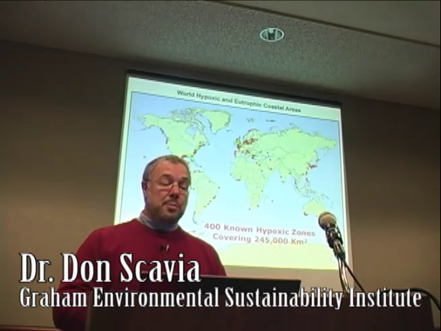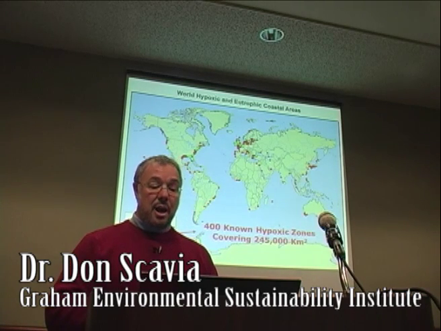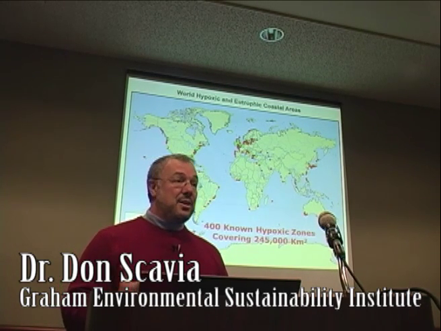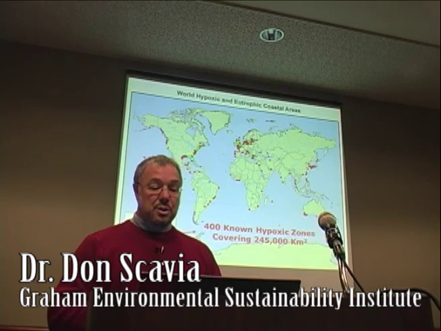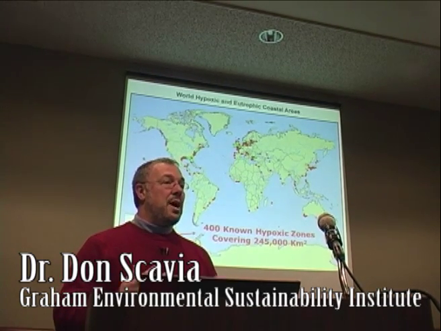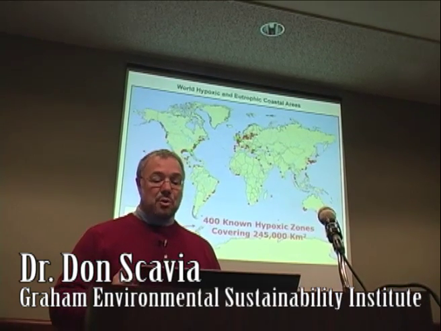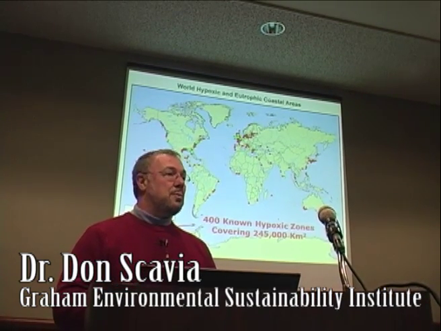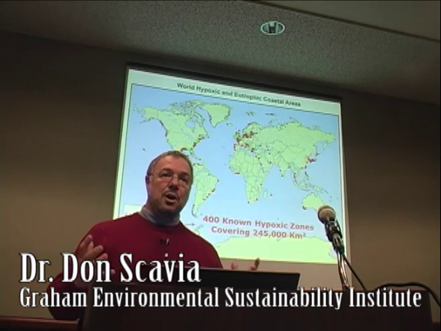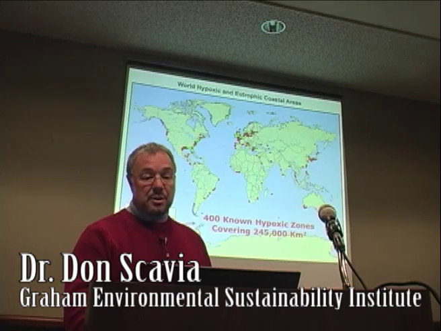It's also a problem at the global scale. This is an analysis that was done recently looking at areas of impacts from nutrient overloads in the coastal ocean, over 400 known areas of hypoxia, or hypoxia being very low oxygen concentration, covering almost 250,000 square kilometers around the globe. So this is a very large problem that's persisting in this country and nationally.